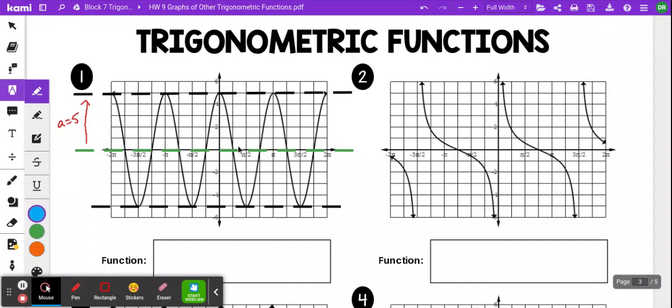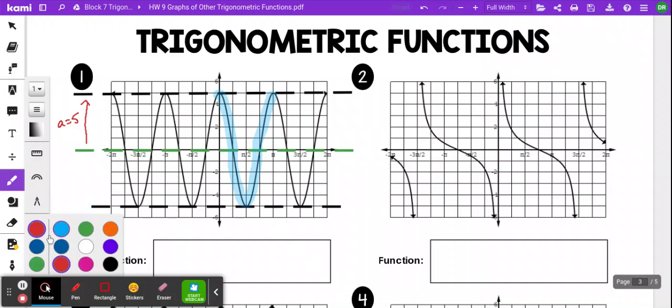Something else to consider is how long it takes for the trigonometric function to complete a cycle. For number one here, we see that it is a wave. It continues on and on. But for one cycle to complete, if we started here, for example, once we reach this point, the graph is going to start repeating itself. So we consider how long that period was. For this one, if we started the cycle at 0 and ended at pi, that would be a total length of pi units. So the period is pi.